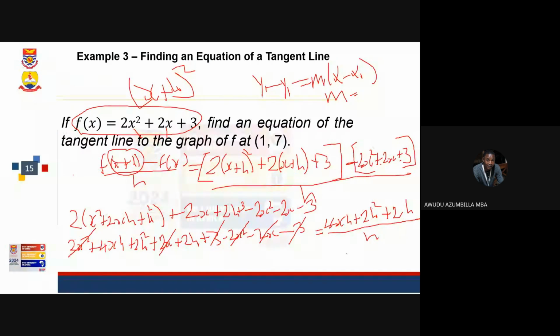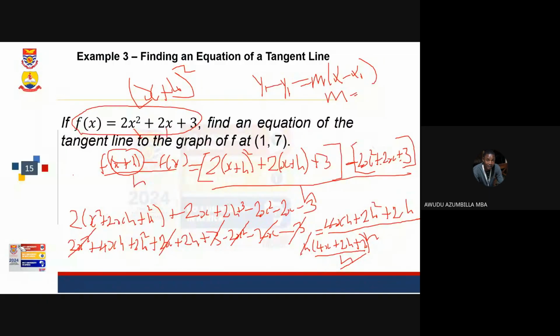I want to simplify, I want to factorize h out. So let's factorize h out. So I'm going to have my h outside, then 4x plus 2h plus my 2, all over h. So if I factorize h out, then it means that this h here and this h here is going to go away.